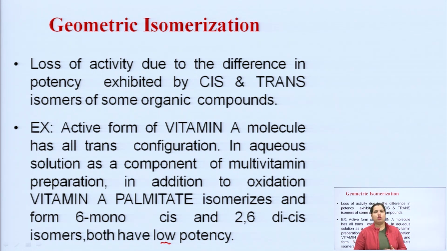So, the vitamin A molecule generally has the all-trans configuration, but in an aqueous solution, as a component of a multivitamin preparation, in addition to oxidation, vitamin A palmitate sometimes isomerizes and forms 6-monocis and 2,6-dicis isomers, both of which have low potency. So, when it changes from its trans form to the cis form, the potency of vitamin A gets lowered. Due to this geometric isomerization, the overall potency of the formulation gets reduced.